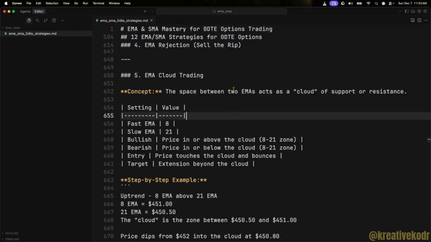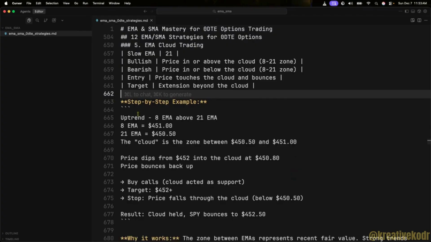The concept is that the space between the 2 EMAs acts as a cloud, a support or resistance level. Support is when price is trying to touch lower lows; resistance is when it tries to touch higher highs. We're going to be using different EMAs here, so the fast EMA is going to be a lot faster, and the slow EMA is going to be a lot slower. How ironic. A bullish position is when the price is in or above the cloud, the 8/21 zone, and a bearish position is when the price is in or below the cloud. The way we enter is when the price touches the cloud and bounces, and our target is the expansion.